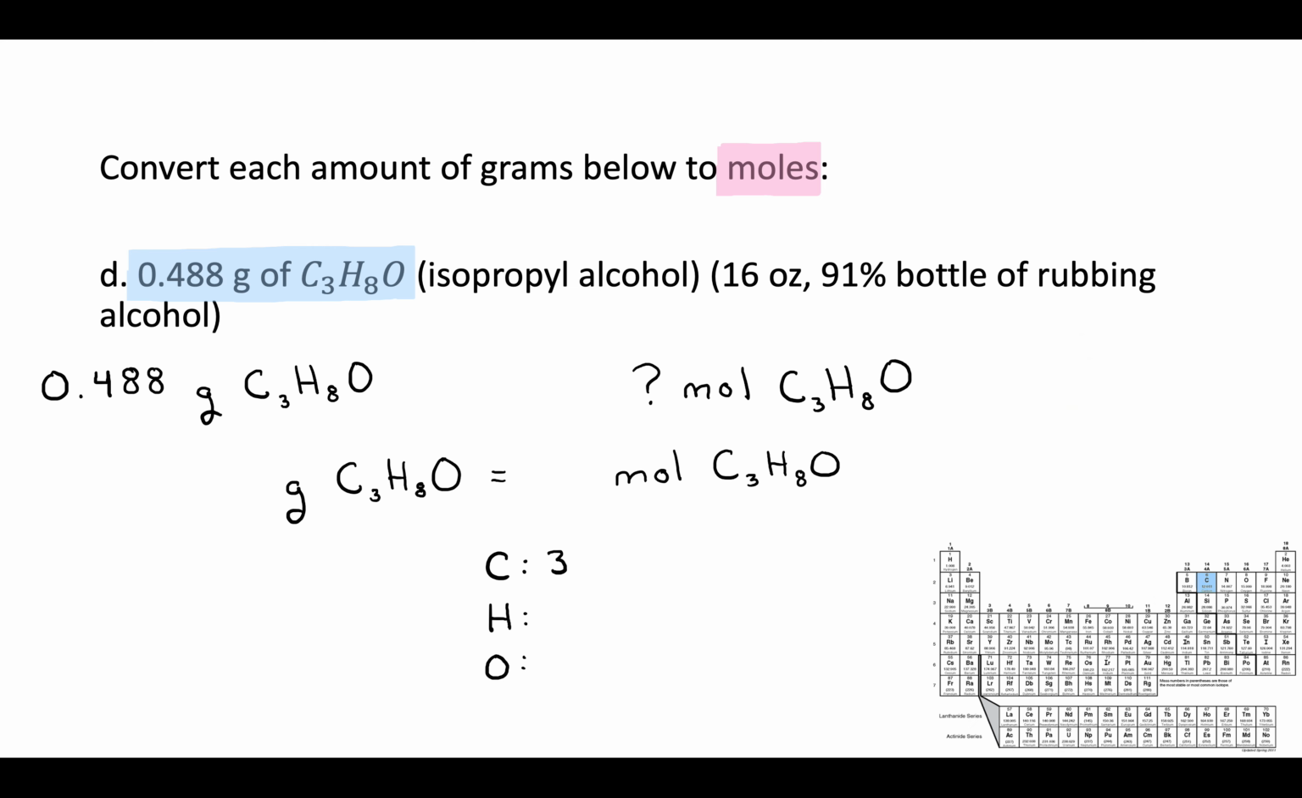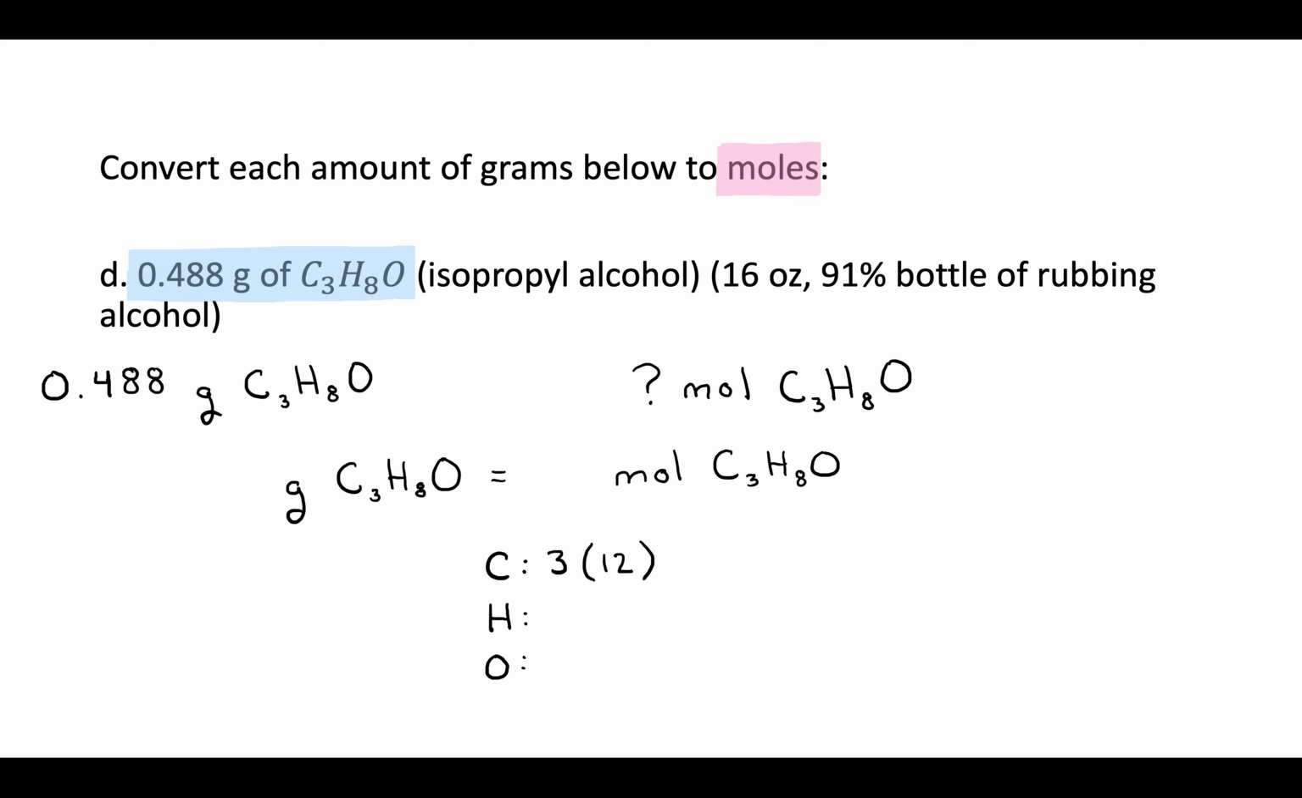And if we go to the periodic table, you can see there's carbon. The number at the bottom tells us how many grams 1 mole would weigh. So each mole of carbon would weigh 12 grams. Since we have 3 of them, that adds up to 3 times 12, or 36 grams coming from carbon.